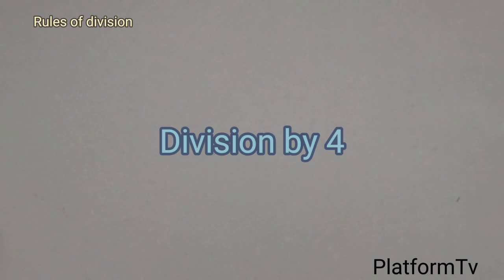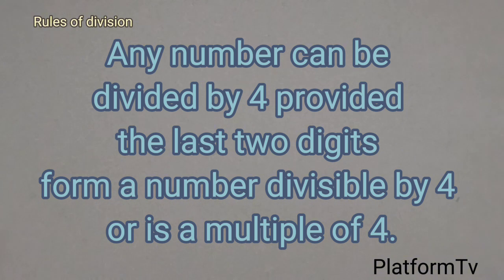We now move to division by 4. In this case, the rule is different. The rule says that any number can be divided by 4 provided the last two digits are divisible by 4, or are a multiple of 4. Let's say it again. Any number can be divided by 4 provided the last two digits are a number divisible by 4 or a multiple of 4.